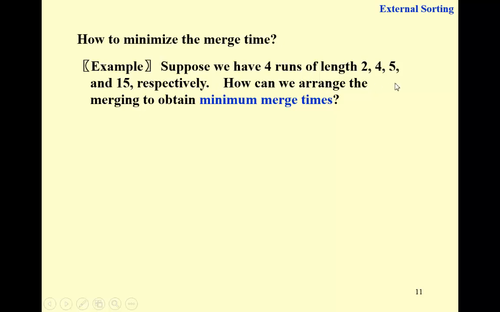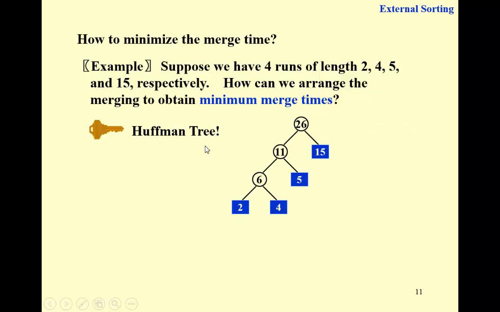So how about this? Let's merge 4 and 5 and get a run of length 9, and then merge 9 with 2 and get 11, and finally merge 11 with 15 and get 26. So altogether we have the merge time 9 plus 11 plus 26, which is 46, a little bit better than the previous result, which is 52, right? So does it remind you of anything? It's the Huffman tree, right?